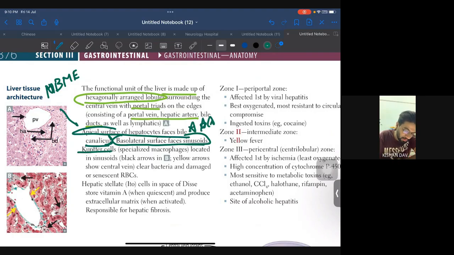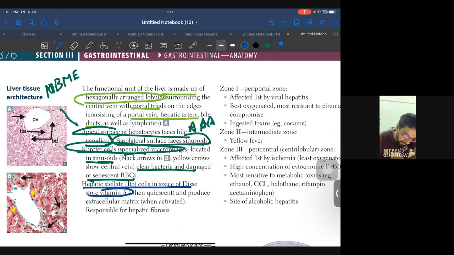Kupffer cells are located in sinusoid. They clear bacteria and damaged or senescent RBCs. So Kupffer cells are specialized macrophages. Okay. Now one very high yield point is hepatic stellate cells in the space of Disse store vitamin A and produce extracellular matrix that is responsible for hepatic fibrosis.